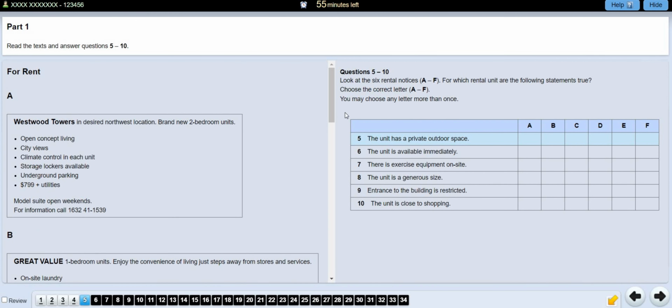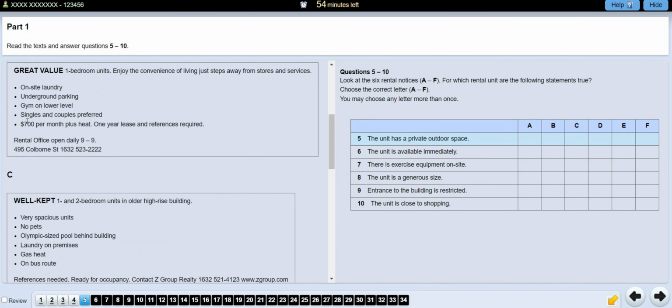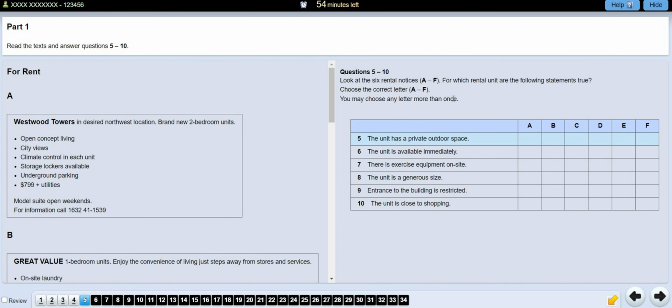Okay, so let's move to this question. Look at the 6 rental notices A to F. For which rental unit are the following statements true? Choose from letter A to F. You may choose any of those more than once.